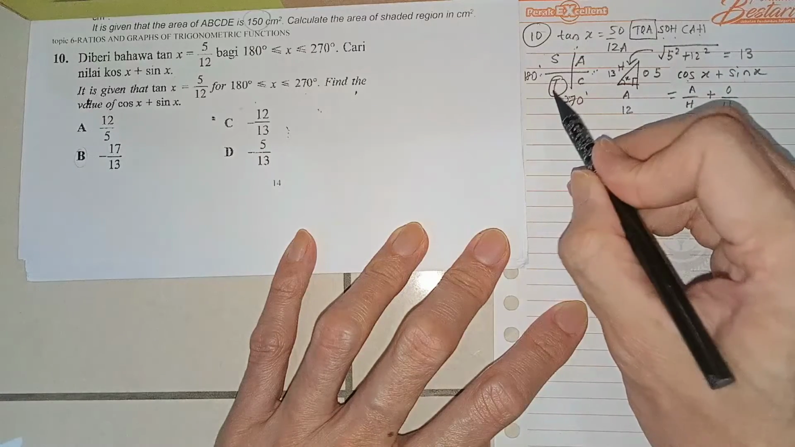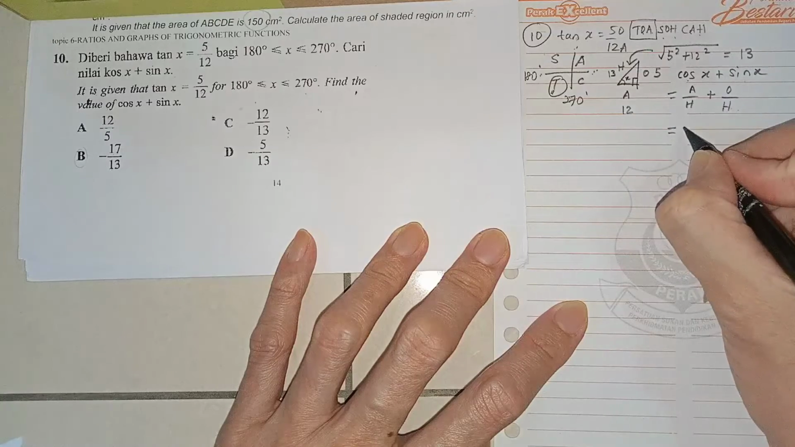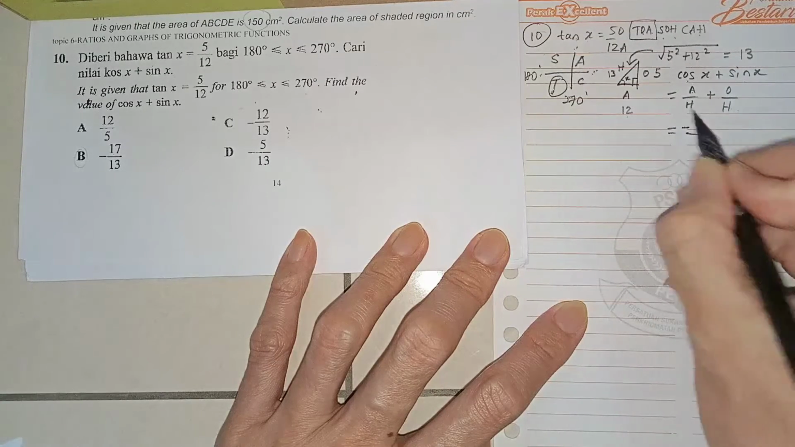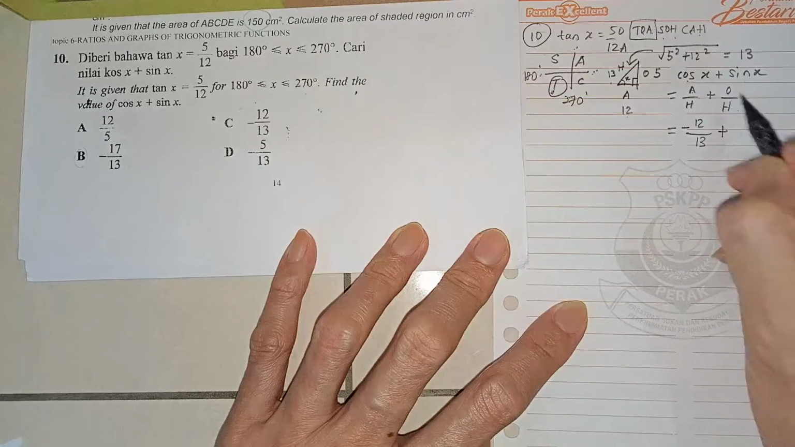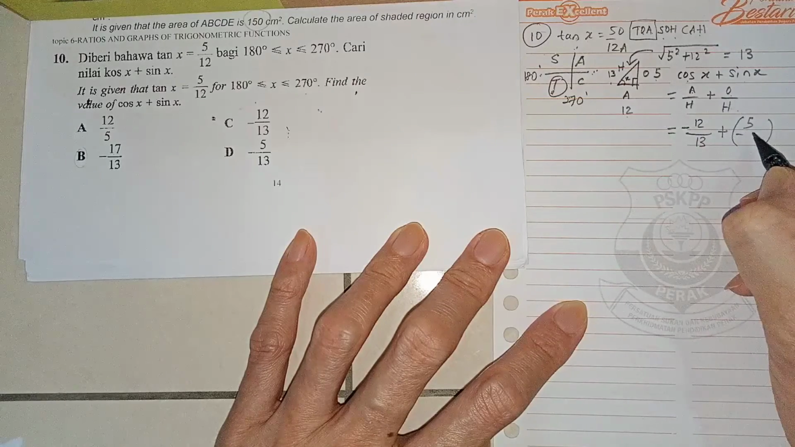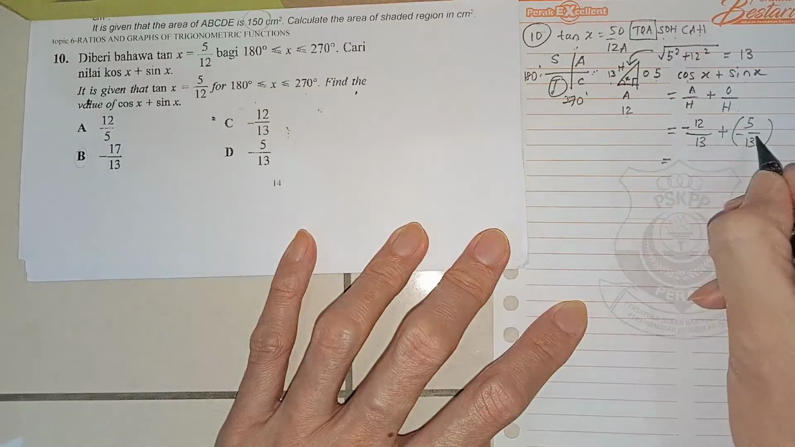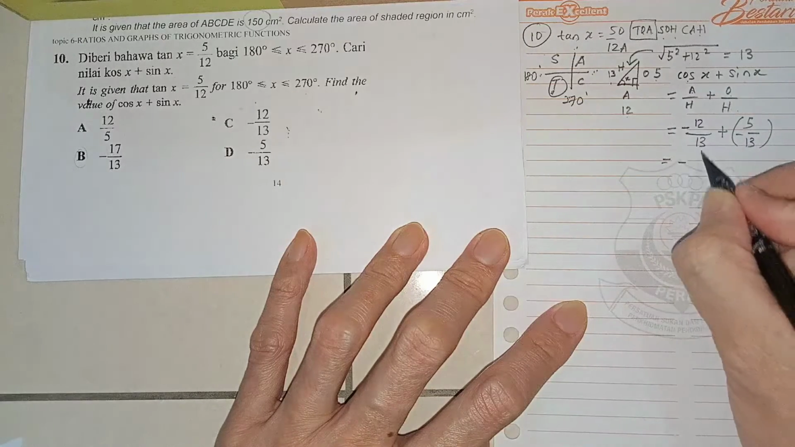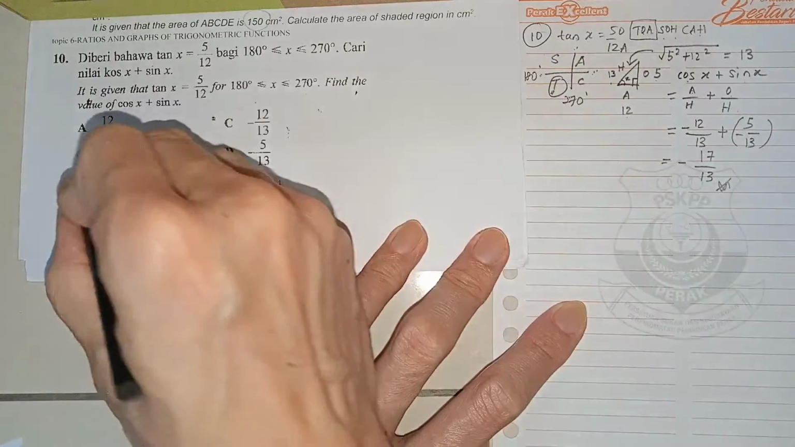Here tangent is positive, so cos and sine are negative. So cos becomes negative 12 over 13, plus sine negative. O is 5, H is 13. So press calculator, we get negative 17 over 13.